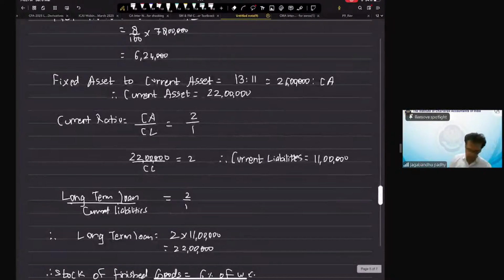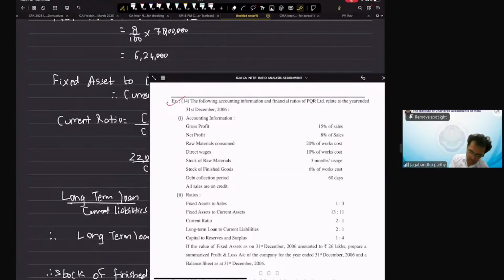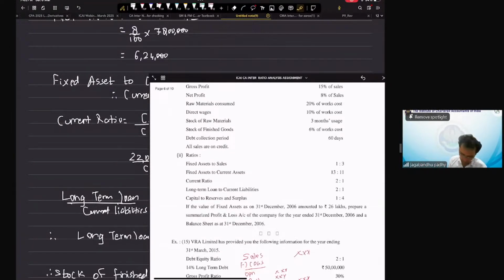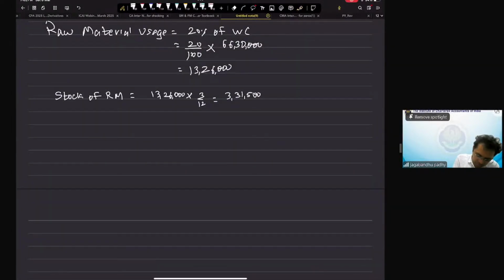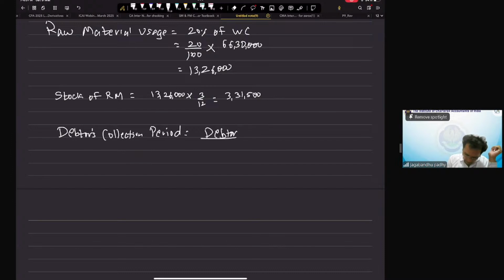Now, receivables. Debt collection period is given in the question to be 60 days. How do we get the debtors collection period? How do we compute this? That's going to be debtors upon annual sales into 360.